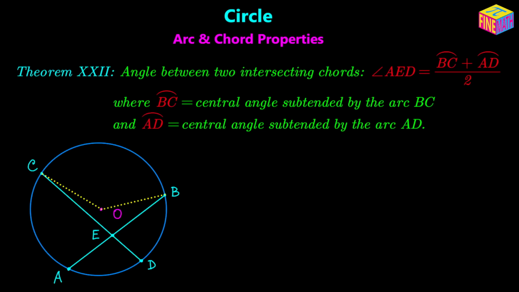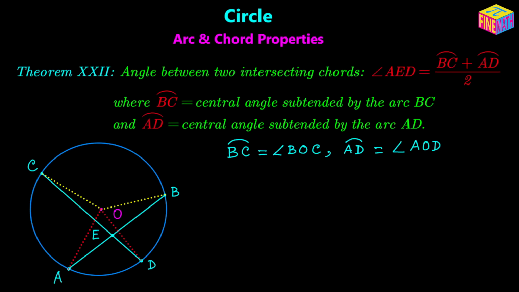The central angle of the BC arc would look like this. It will be the angle BOC, and similarly the central angle of the AD arc will look like this. It will be the angle AOD. So the notation, BC with a little arc sign on top of it, indicates the central angle subtended by the BC arc, and that is the angle BOC, and the central angle subtended by the AD arc is the angle AOD. And we have to prove that the angle AED will be equal to half of the sum of those two central angles. In order to do the proof, I have to do one more construction here.